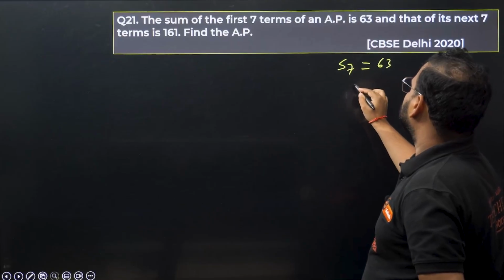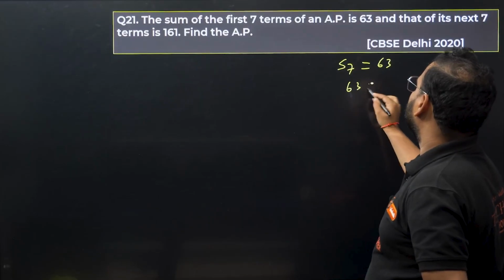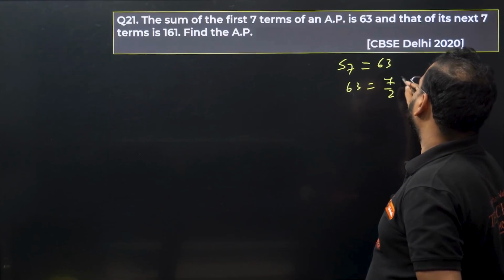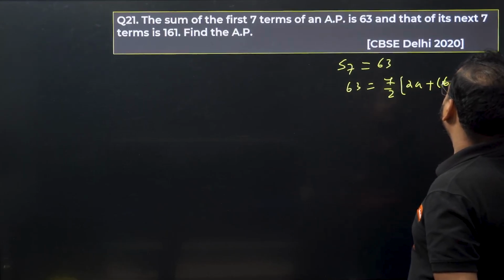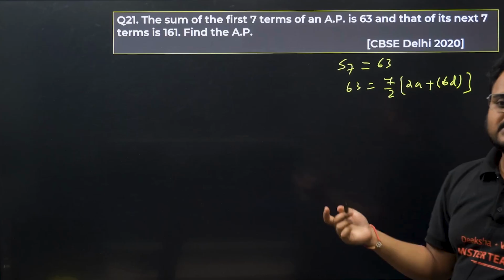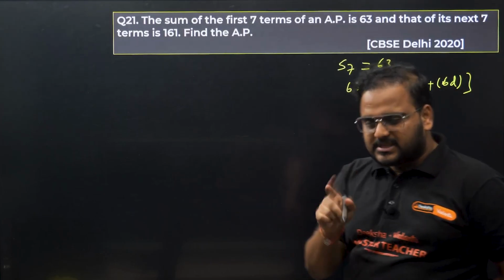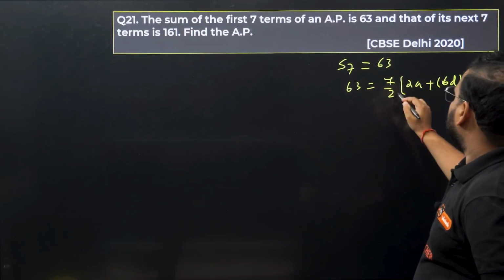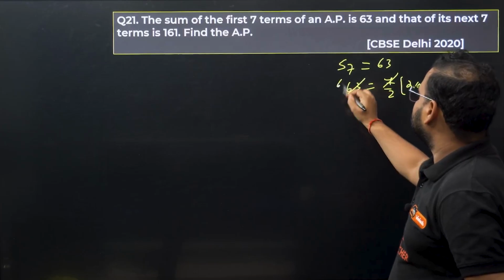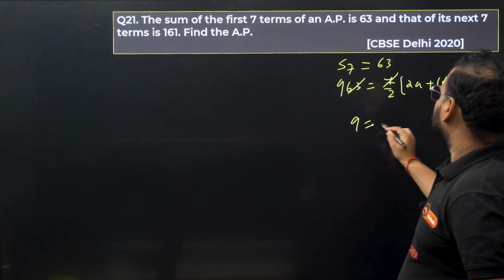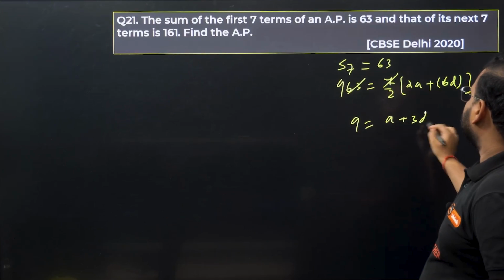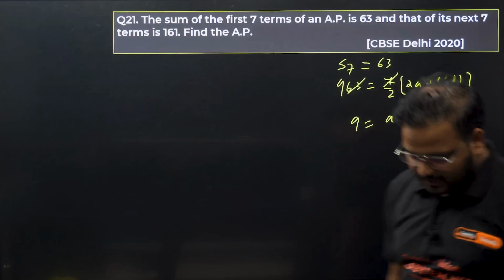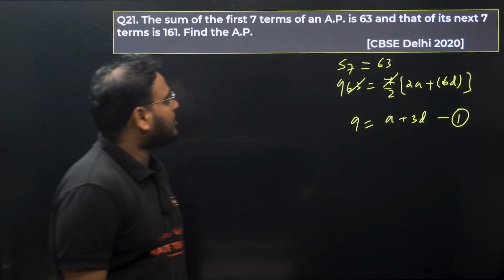How do we write this? 63 equals 7 by 2 times twice a plus 6d, right? n minus 1, n is 7 over here, so 7 minus 1 will become 6, 6d. 7 nines are 63, we can write. So I get 9 equals, you can divide both the terms, so it will become a plus 3d. That's my equation number 1. 9 equals a plus 3d, equation number 1.